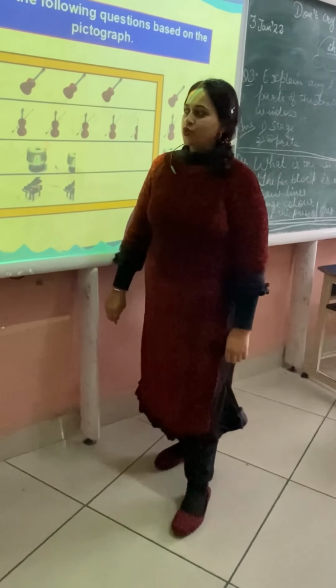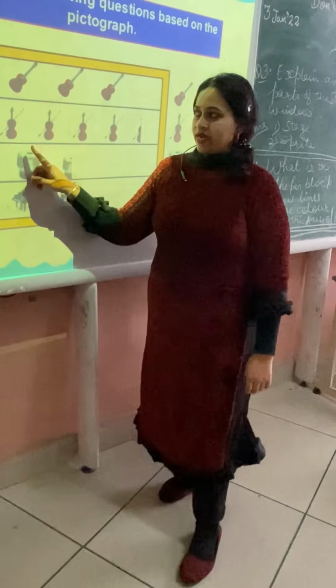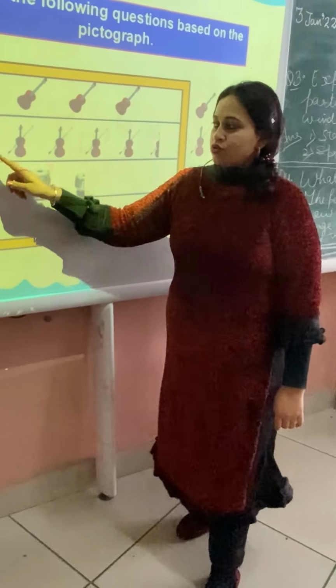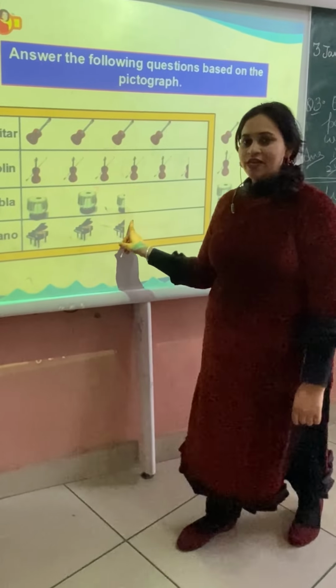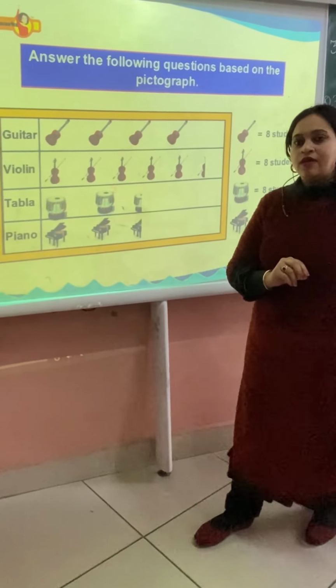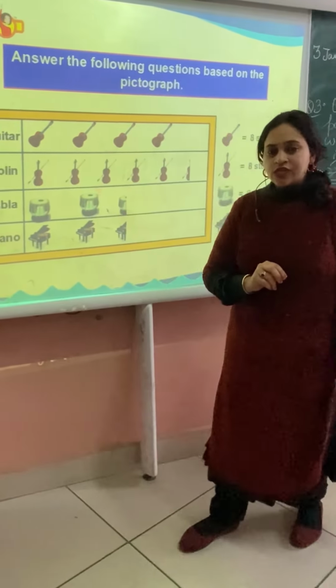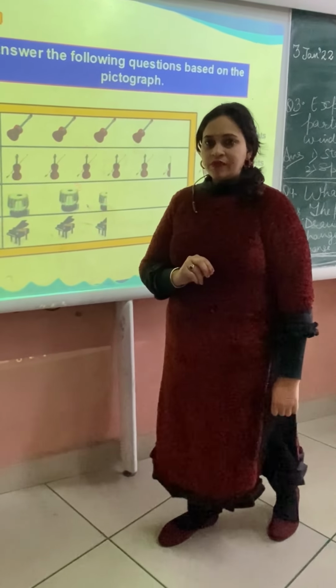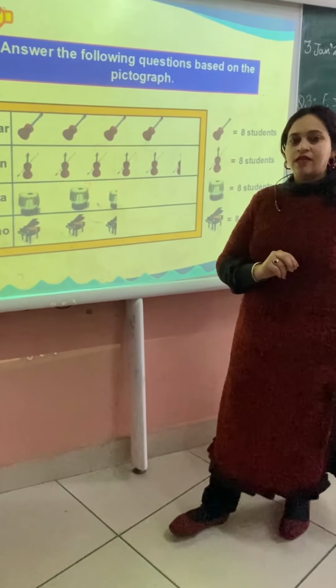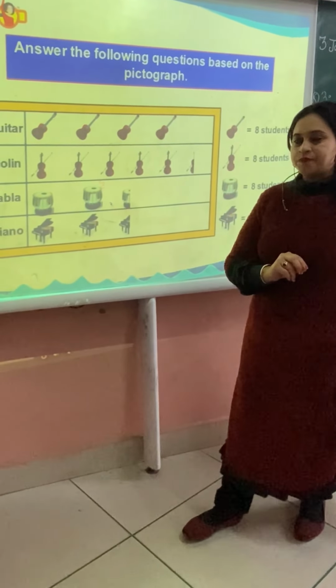Beta, today I will do with you this data handling topic, how to read a pictograph. First of all, I will explain what a pictograph is. The pictorial representation of data is known as a pictograph. A pictograph means when we represent the data in the form of pictures.